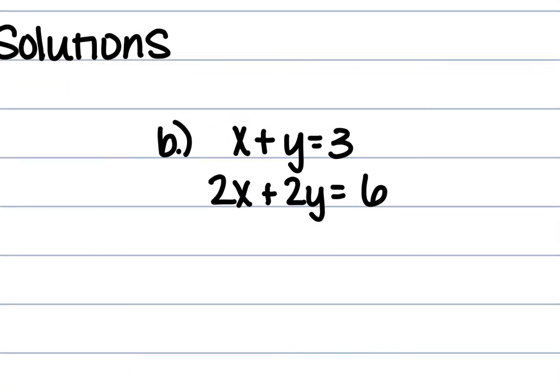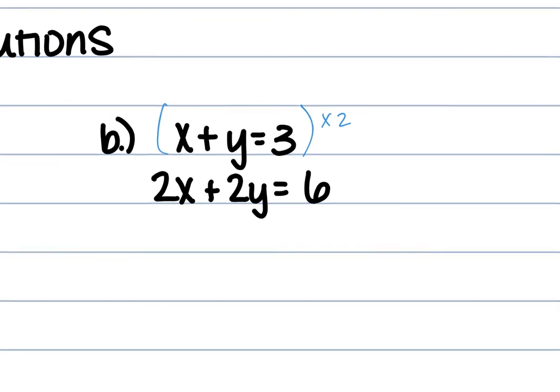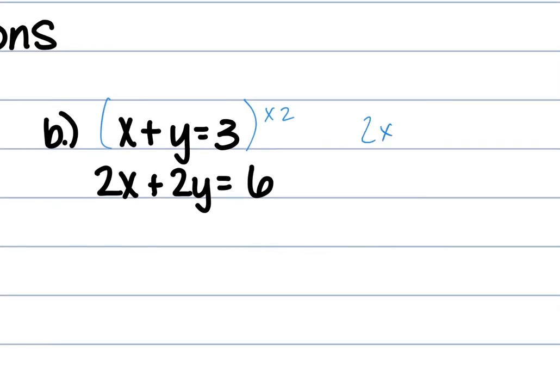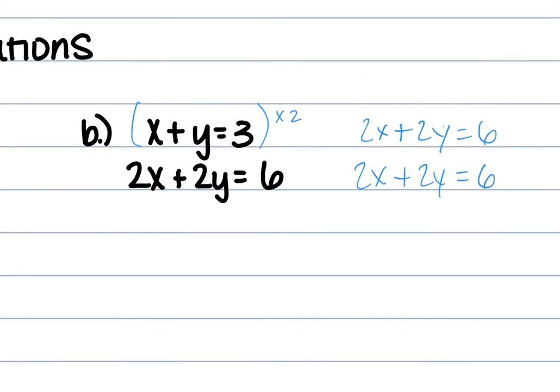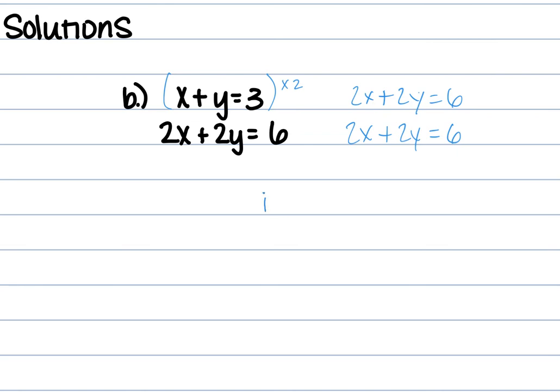All right, let's take a look at B. In B, I would also say that the best method is to use elimination. So we're going to take this top equation, multiply it by 2. Once we multiply it by 2, we're going to get 2x plus 2y equals positive 6. And then on the bottom, we're going to get 2x plus 2y equals positive 6. These match exactly. We can stop right here and write that there are infinitely many solutions. Not only do they have the same slope, if we change this into slope-intercept form, but they will also have the exact same y-intercept.